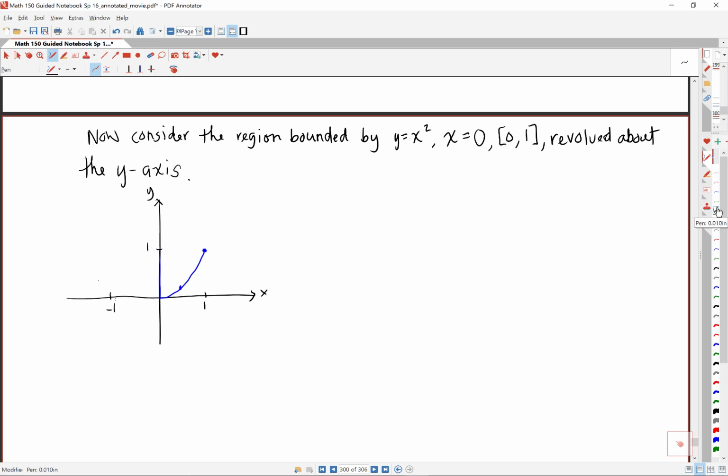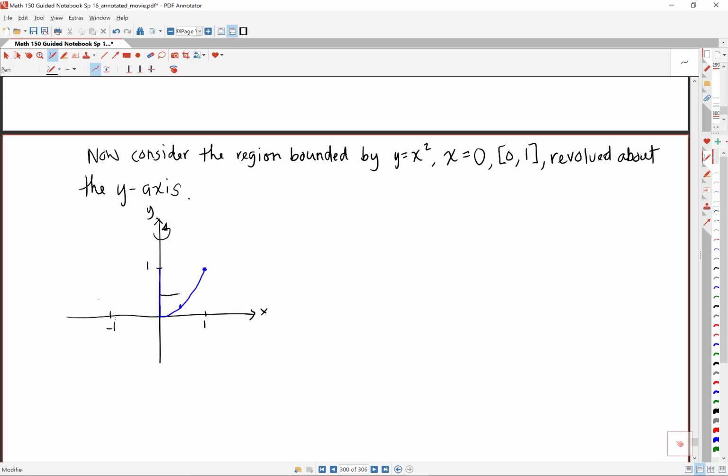well, let's back up a little bit. Do you see that if we're going to be rotating about the y-axis, our representative rectangle is going to be perpendicular to that axis, the y-axis? So it's going to be sideways, right? That means this little bit here is going to be dy, and this here is going to be capital R of y. So let's get these in terms of y.